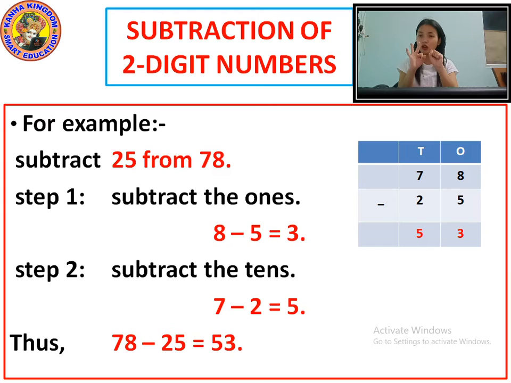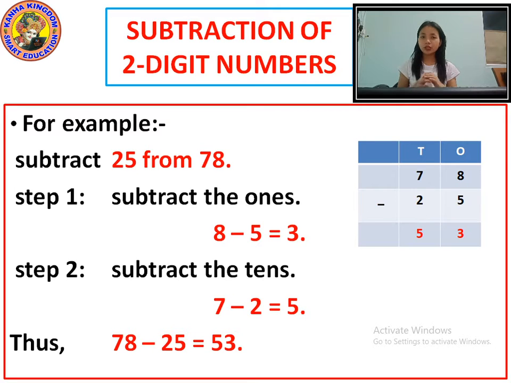So see, how many fingers are left after subtracting 5 from 8? 3, right? So write 3 in ones column. We come to know that while subtracting 5 from 8, we got 3 as a difference, right? So you have to write 3 in ones column, and we complete the first step.